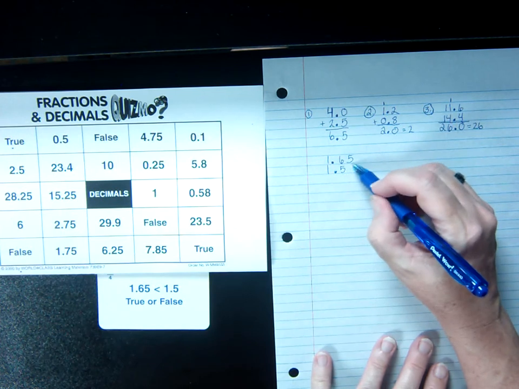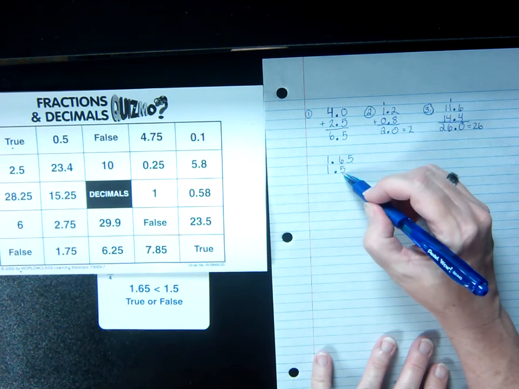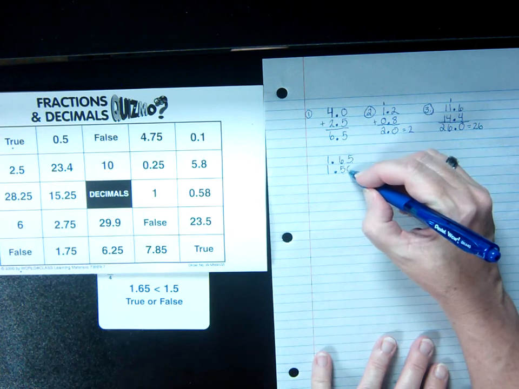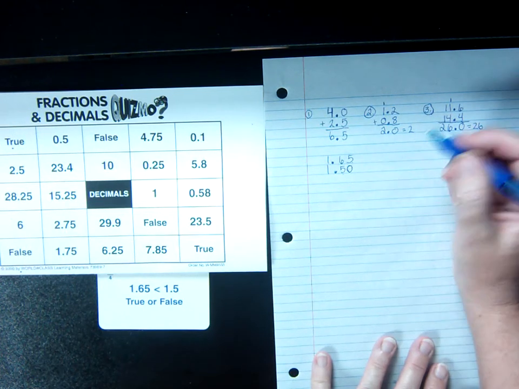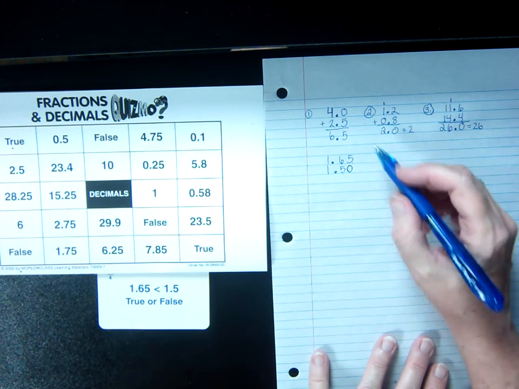Well, this one has 2 after the decimal place. This only has 1. So I'm going to fill this in with a 0. Always a 0.